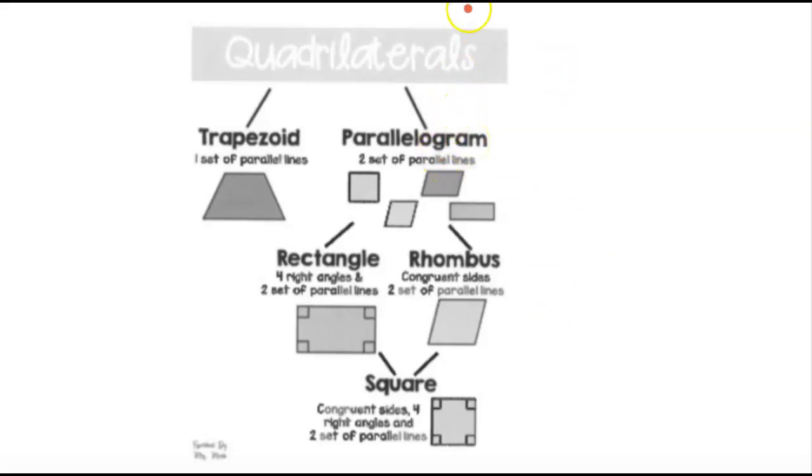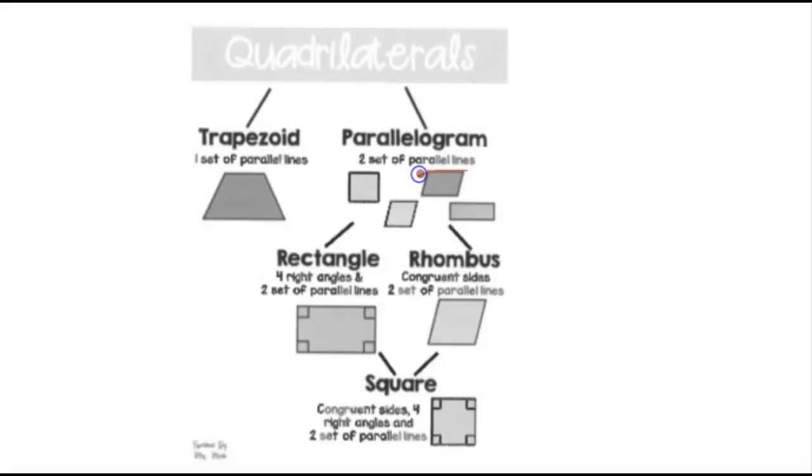So if we're looking here, anything with four sides is quadrilateral. So any irregular shapes, even if they have four sides, are quadrilaterals. They're just not on here. A trapezoid only has one set of parallel lines, okay? So anything that has one set of parallel lines could be a trapezoid. Now, if you had a trapezoid that had two sets of parallel lines, well, you would have a parallelogram.